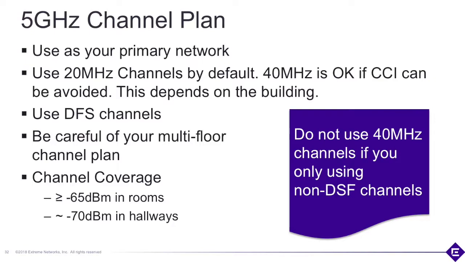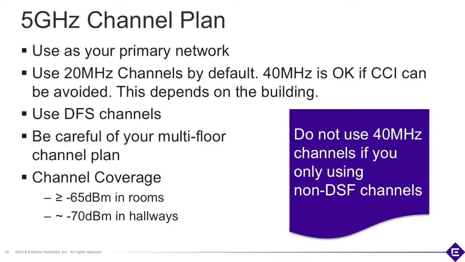Use 5 gig for those. It is the cleaner of the two bands, and most of the time, user experience will be better on 5 gig. Use 20 megahertz channels by default. 40 megahertz are okay as long as you can avoid your interference.